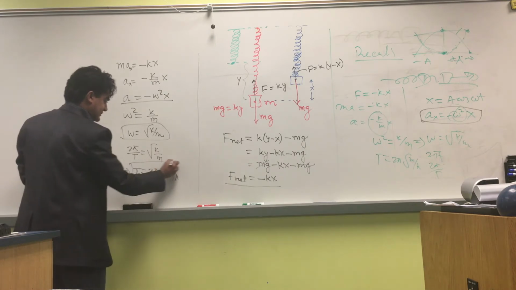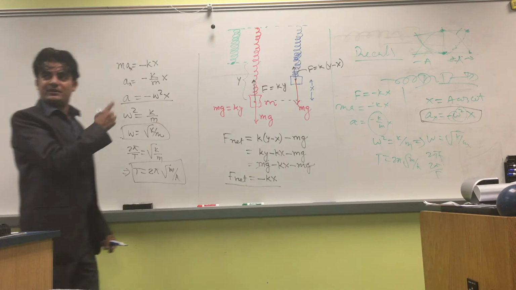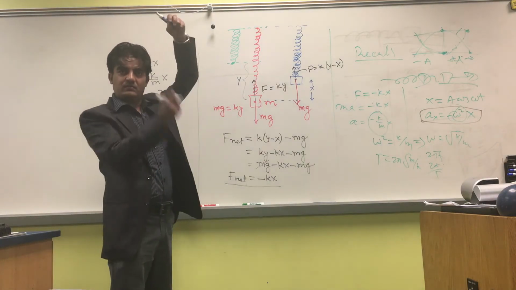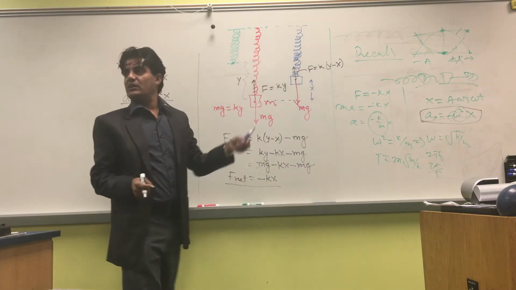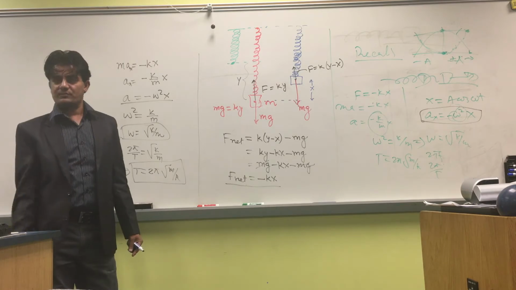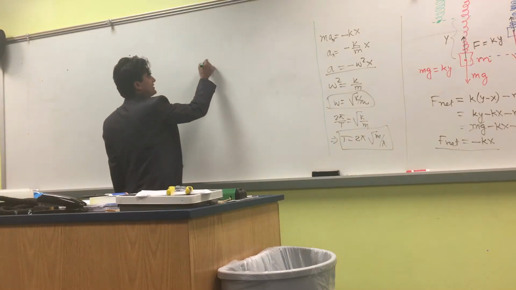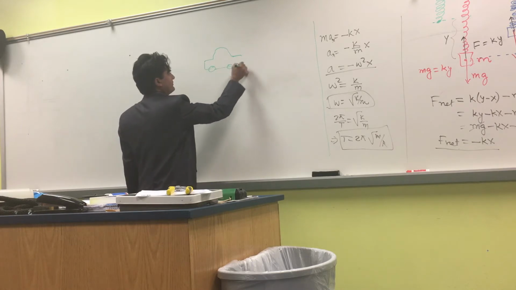So this is the time period of the spring mass system vertically, right? Not like horizontal what we did last time, but even with the vertical also, it will move with simple harmonic motion. So the problem is there's a car. Oops, I will draw the car. Okay, anyway, there's a car.